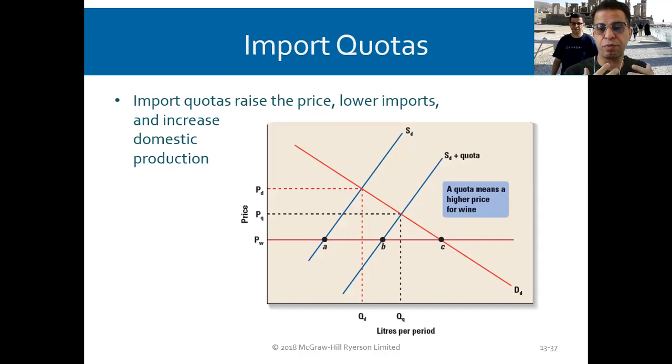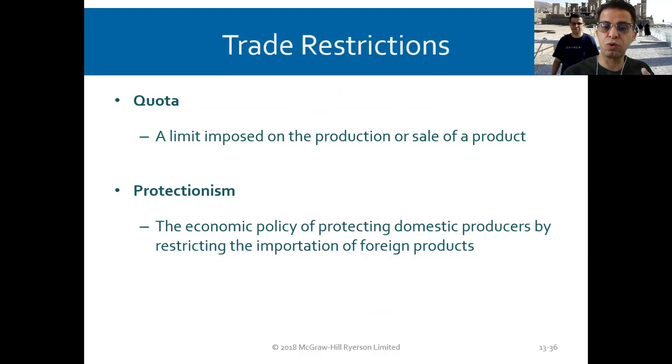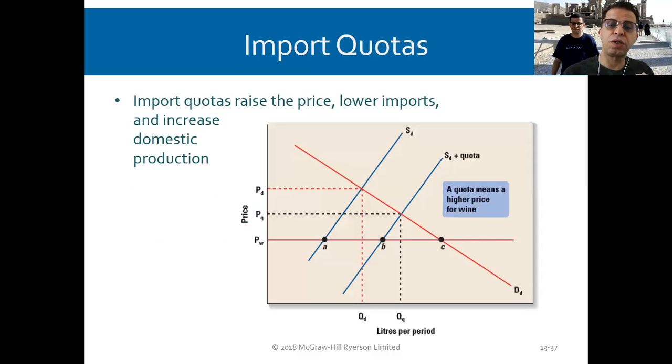Import quota raises the prices. And we said import quota, or quota in general, is a limit imposed on the production or the sales of a product. So there is an import quota on the products coming in. What happens here is, let's say the total supply, internal and external together, is 100, 50 from outside, 50 inside. Suddenly they said you're not allowed to bring in more than 30. So the total available becomes 80.